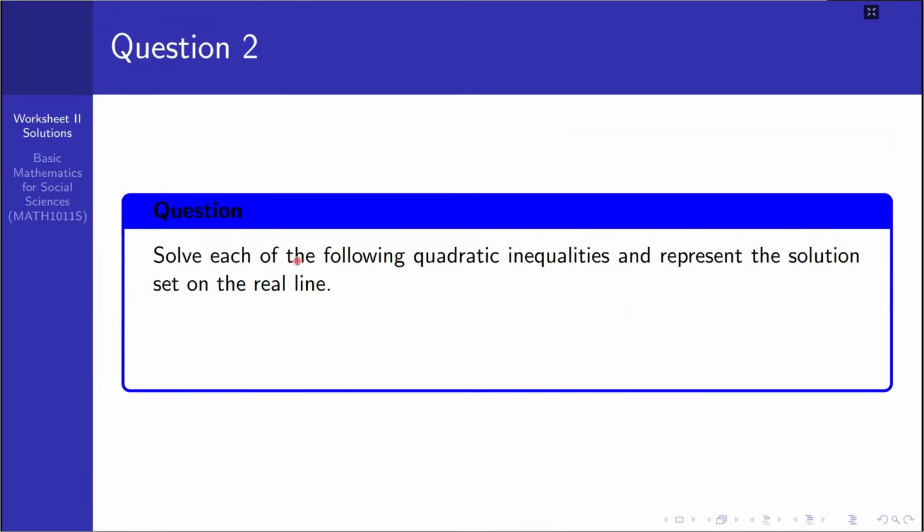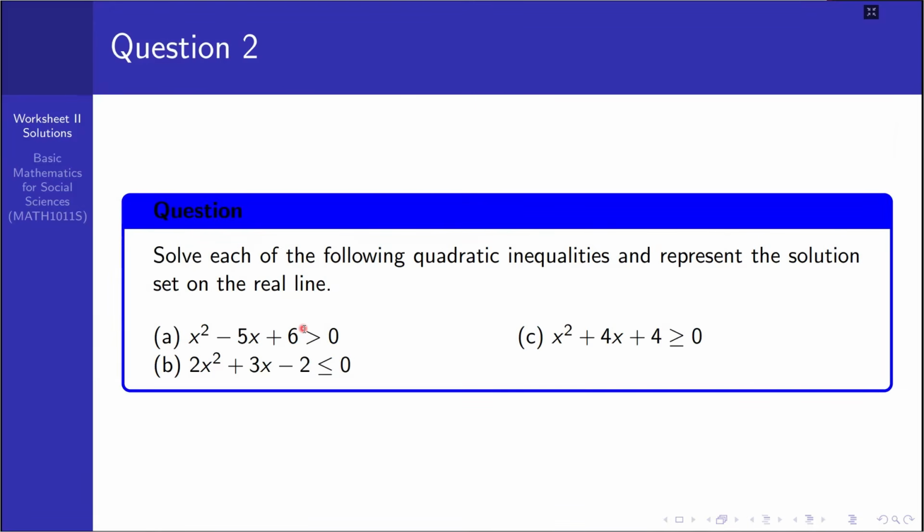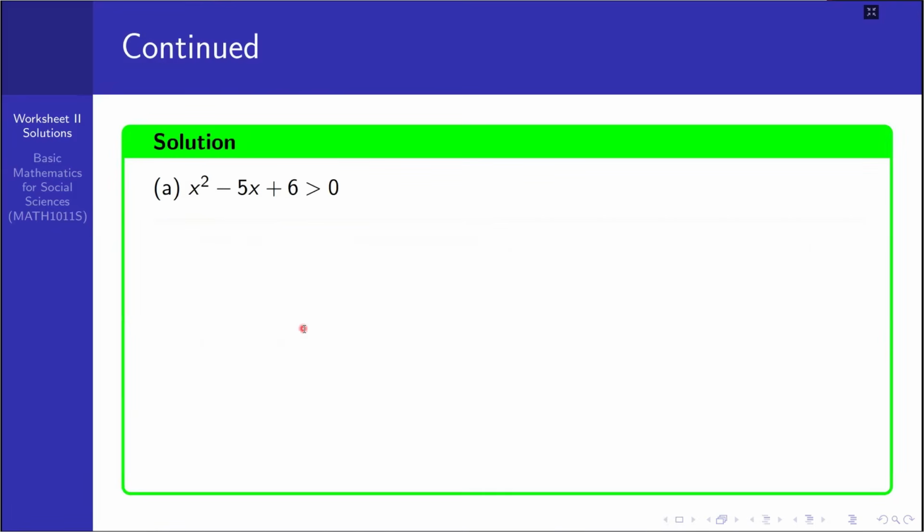Next, solve each of the following quadratic inequalities and represent the solution set on a real line. We have this one, that is the first one, x squared minus 5x plus 6 greater than 0. Next, 2x squared plus 4x minus 2 less than or equal to 0. C, x squared plus 4x plus 4 greater than or equal to 0. And lastly, we have minus x squared plus 6x minus 8 less than 0. So let us start from the first one. What we are given here is x squared minus 5x plus 6 greater than 0, so that we are asked just to find the solution set of this quadratic inequality.